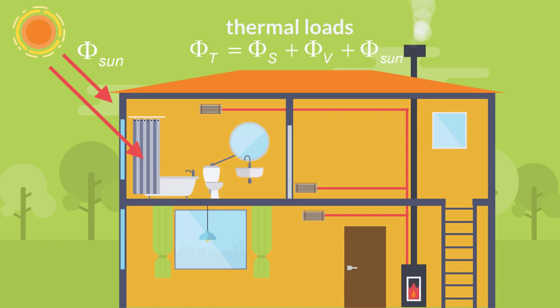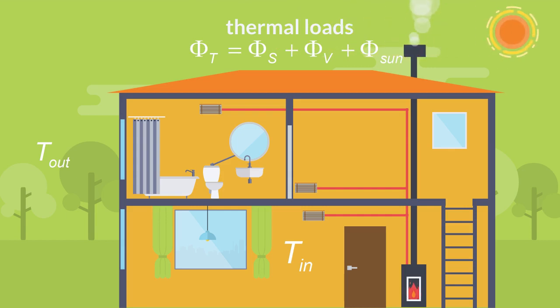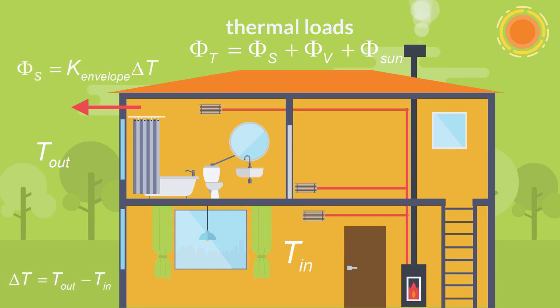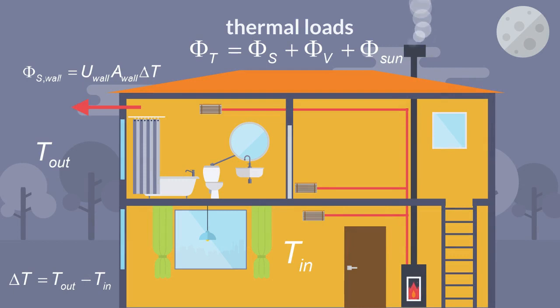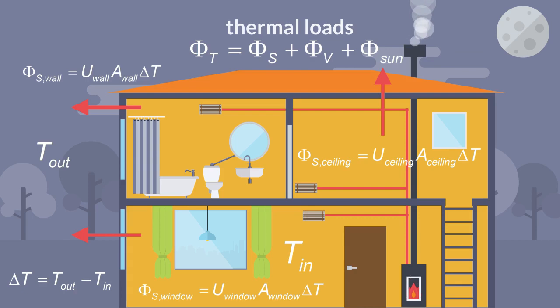The sensible heat flux is the heat transfer due to the difference of temperature between the building and the outdoor environment. It can be calculated by multiplying the indoor-outdoor temperature difference by the building envelope surfaces and the global transmittance factor. For more accurate calculations, different transmittances can be defined for each type of surface. For example, walls, windows, ceilings, and so on.